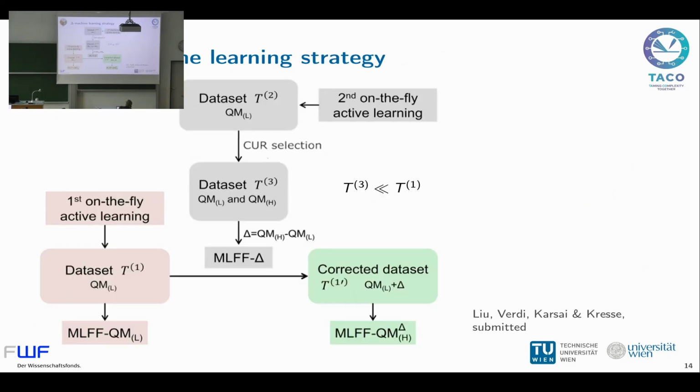So the general scheme is this. It does look a little bit complicated, but it's not. It's very simple. You start with the standard on-the-fly learning, from which you extract your data set that gives you your, let's say, low-level force field. And then you do another on-the-fly learning from which you extract another data set. But this on-the-fly learning, you will do using smaller supercells, supercells that you can afford to study using, for example, RPA.